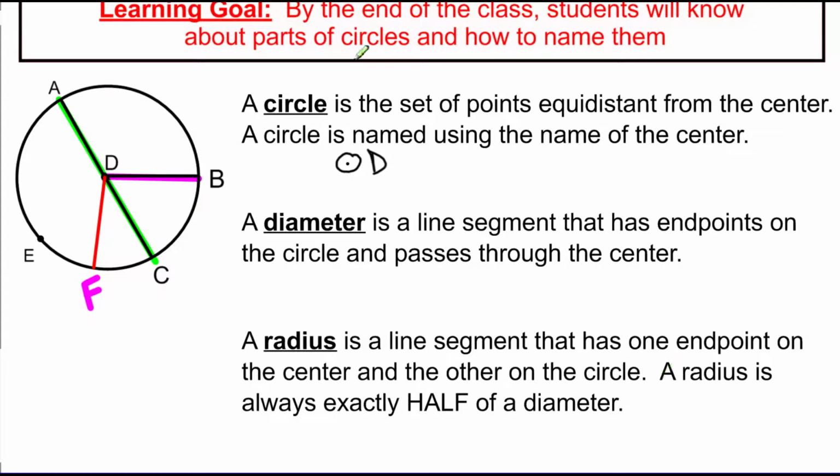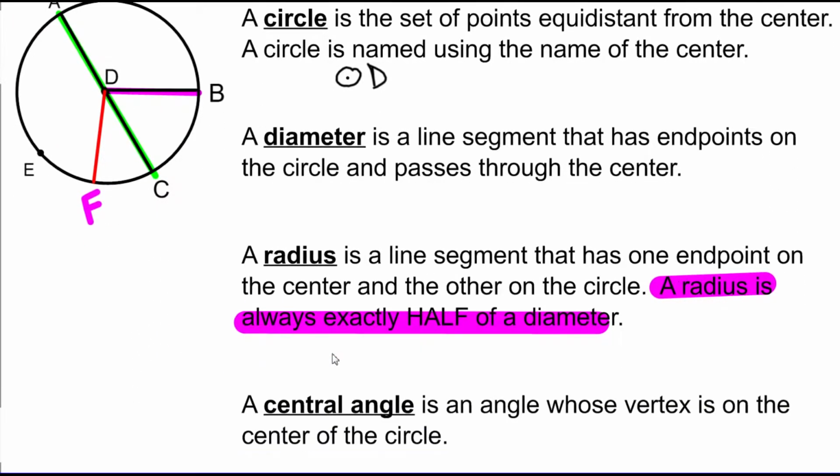And so here's the last important point about a radius line, and it's really the relationship between a radius and a diameter, okay? This says a radius is always exactly half of a diameter, which means if you draw two radius lines that are going in opposite directions, they're going to create a diameter. So again, that's probably something that you've heard before, but I just want to remind you. Okay, and so here's our last definition hiding down here. It's called a central angle.